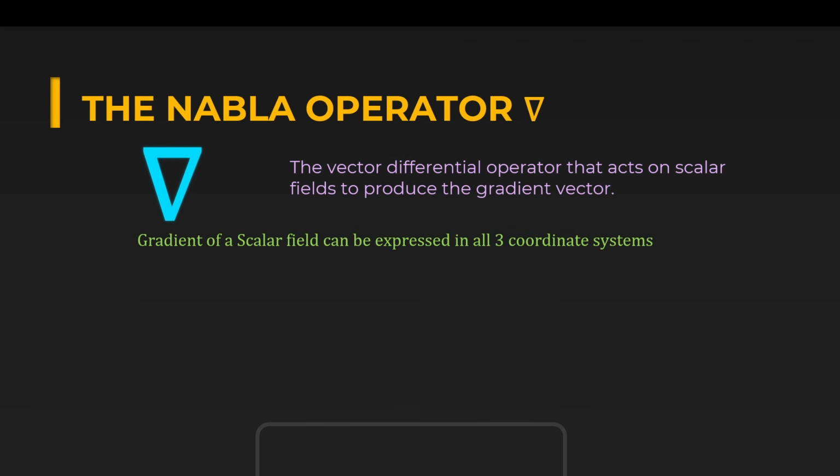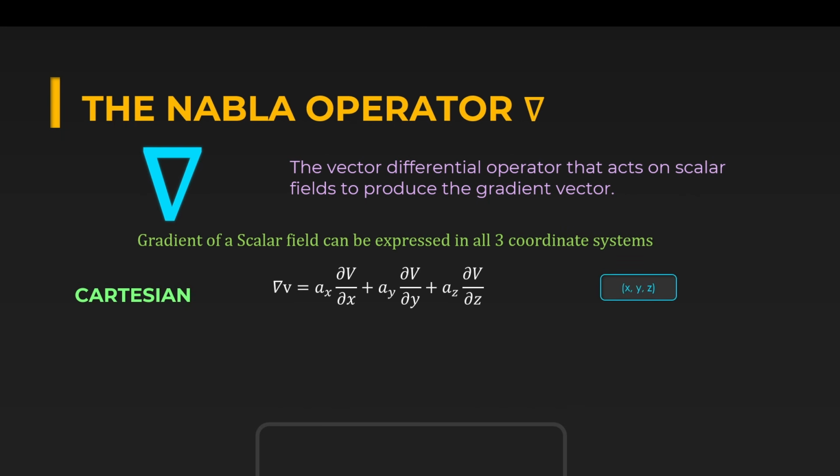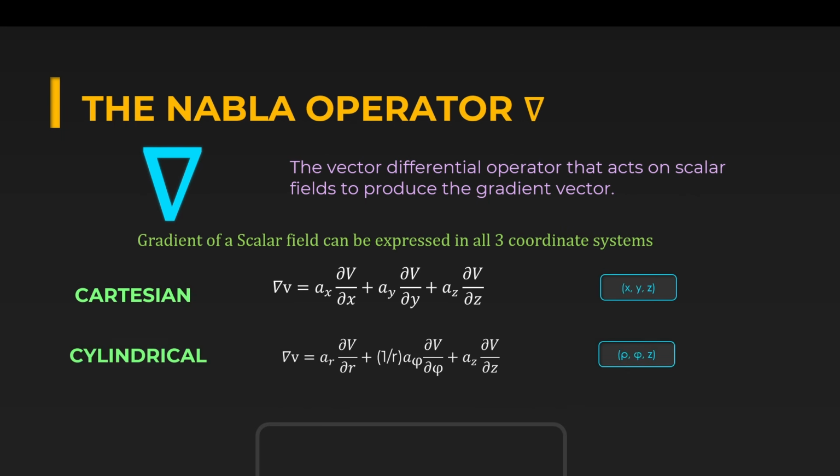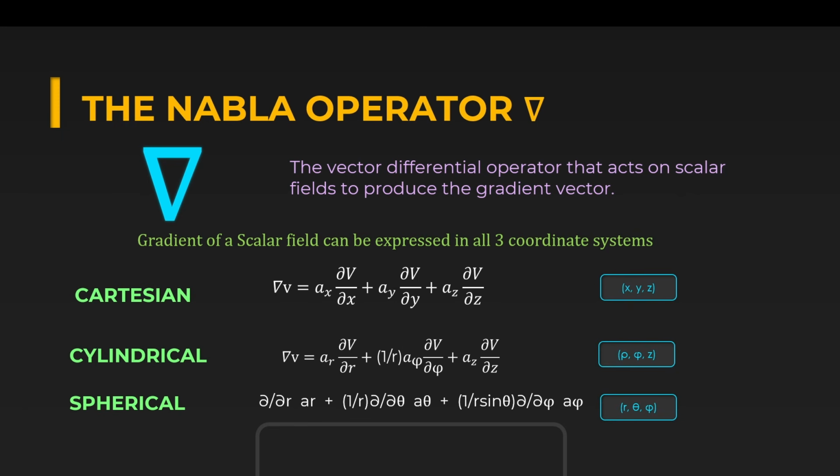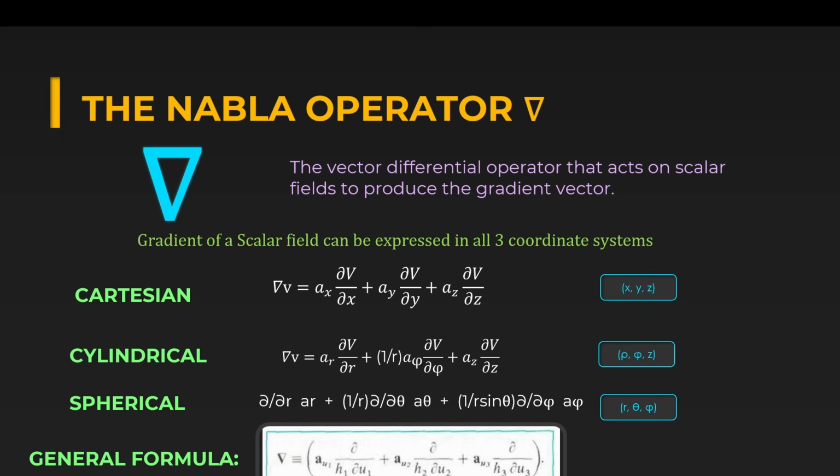We have the nabla operator, the vector differential operator that acts on scalar fields to produce the gradient vector. Now, gradients of a scalar field can be expressed in three coordinate systems: the Cartesian, the cylindrical, the spherical. Now, instead of learning all three gradient equations, you can choose to master just the general one and make the right substitutions as to when and where it's needed.